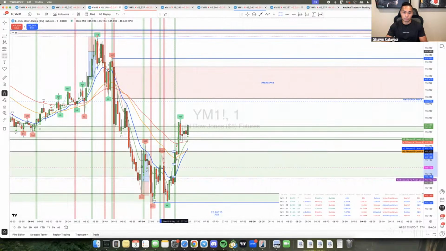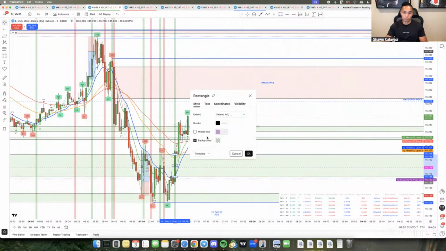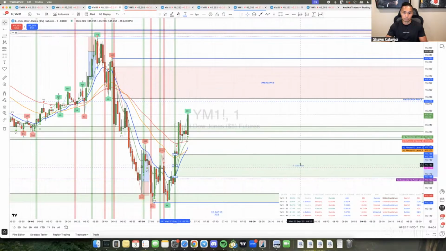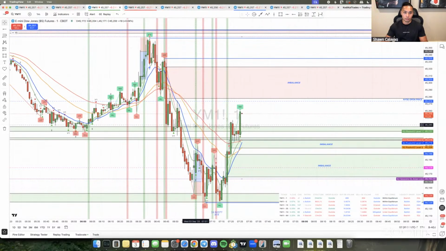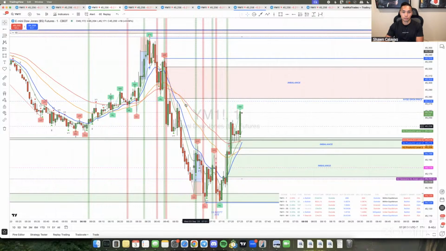We have an imbalance right here. So we had an imbalance right there, another imbalance right there. So we got two imbalances right here. We had a support level here. I guess I could clean this up a little bit, but I'll just leave it there for now.